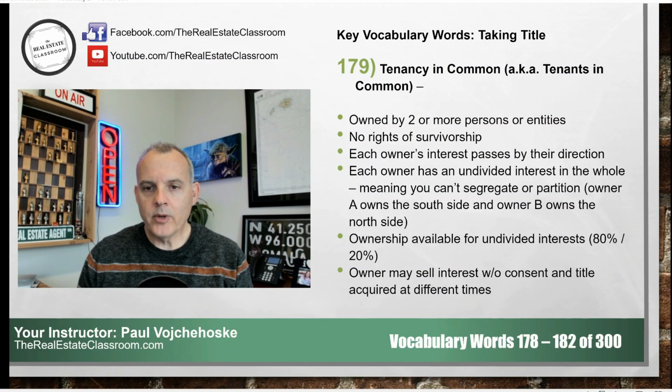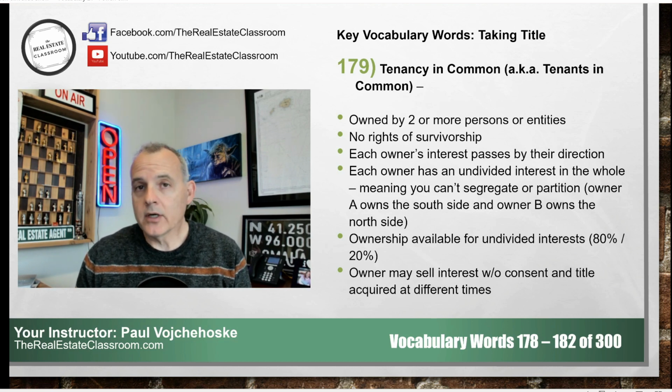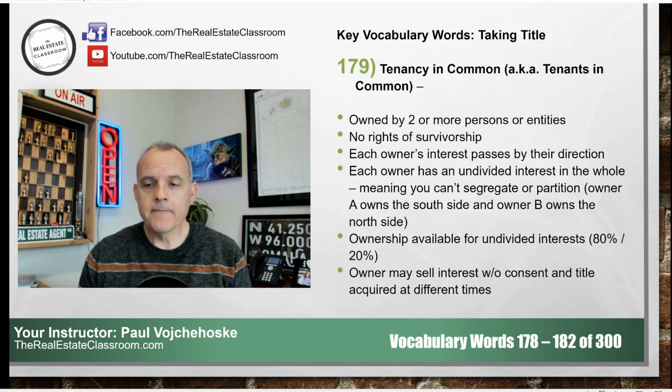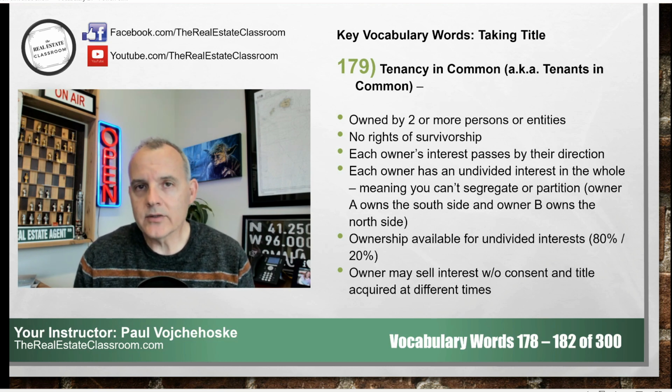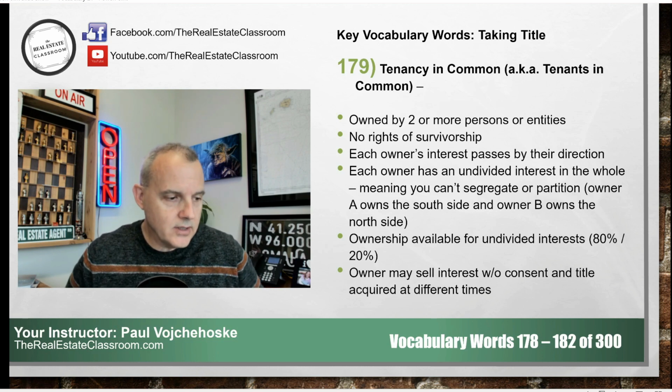Okay, the next bullet point is ownership available for undivided interest. That simply means that, for example, in our scenario where we purchased your property, my business partner and I, maybe I put in $80,000 of a $100,000 purchase and he put in $20,000 of this $100,000 purchase.